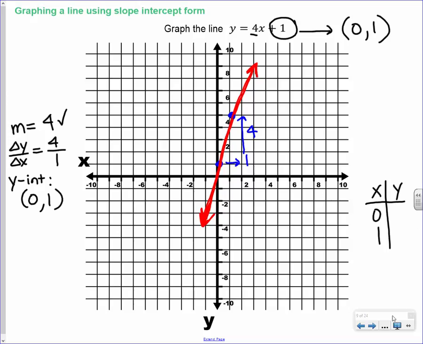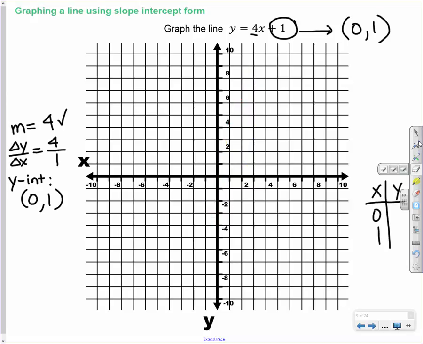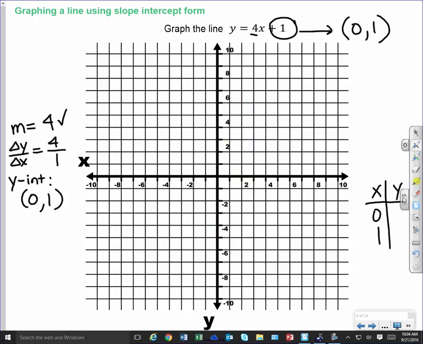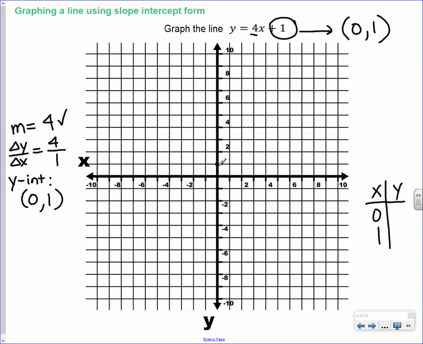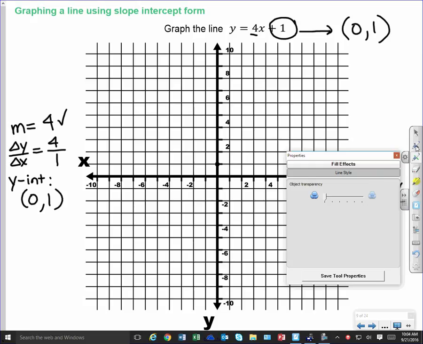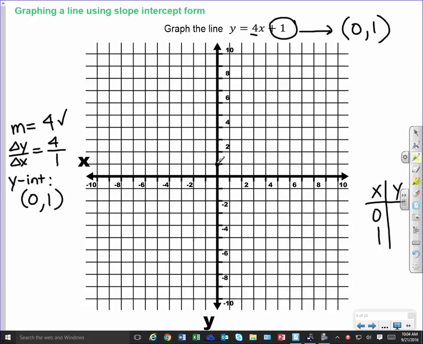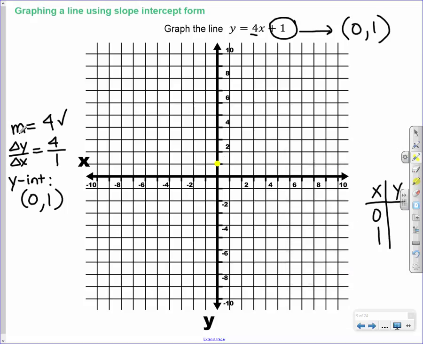So the first thing I would do, let me erase some of this here so we can do it ourselves. Okay, the first thing I'm going to do is I'm going to plot this point. So 0, 1. Let me get a different color so you can kind of see what I'm doing here. Okay, so 0, 1 is right there, right? So it doesn't go left or right any. That's the x value. The y value is 1, so it goes up 1.